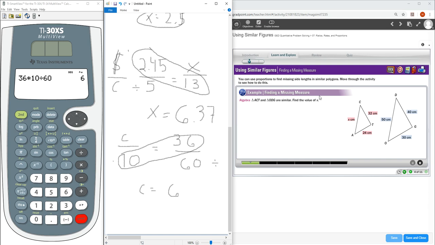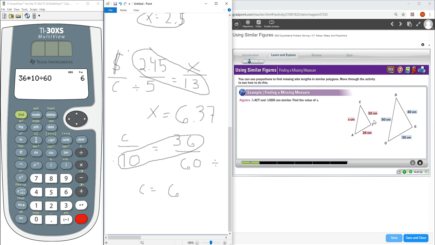Example, finding a measure. You can use proportions to find missing side lengths of similar polygons. So what this says is triangle ACT and triangle ODG are similar. We can work on that later. What that means is the triangle with points A, C, and T, so that's this triangle, the little triangle, and the triangle with points O, D, and G are similar.